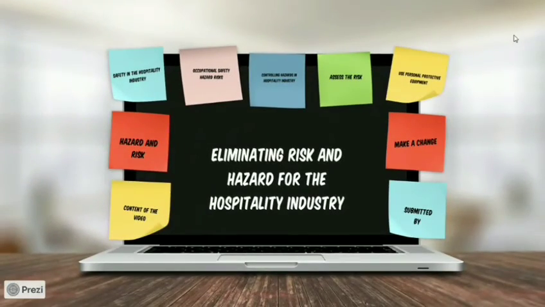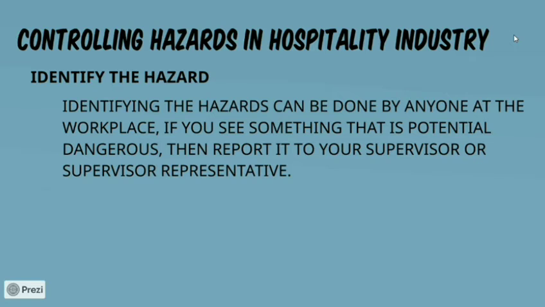Next, controlling hazards in the hospitality industry. First, identify the hazard. Identifying the hazards can be done by anyone at the workplace. If you see something that is potentially dangerous, then report it to your supervisor or supervisor representative.